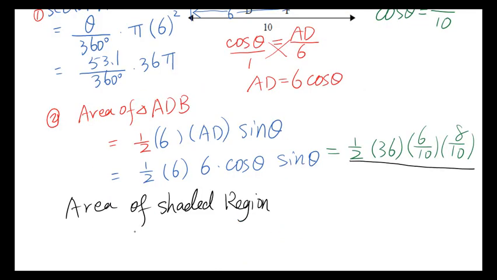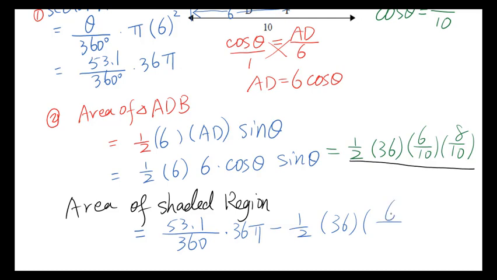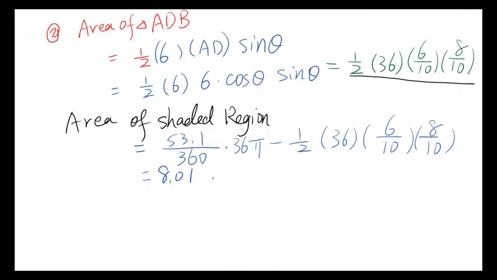The area of the shaded region equals 53.1 over 360 times 36 pi minus 1/2 times 36 times 6/10 times 8/10. Answer will be 8.01 centimeters squared.